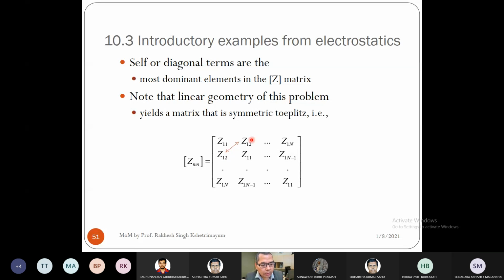So you don't need to calculate all of this. For example, if you just calculate this first row, you can always rotate it, then you can get all other elements. So this is called symmetric Toeplitz matrix. So you can just calculate this first row and you can just interchange this and fill up the remaining elements of the matrix easily. You started from Z11, Z12, and Z1n here. So you start from Z12 here, and so on. You can do it. So you do the rotation.